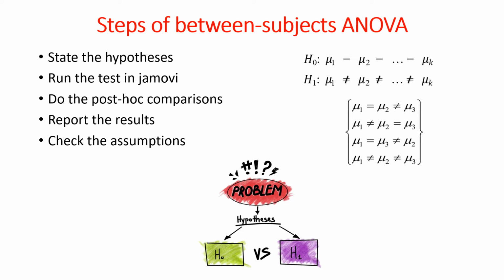The rationale behind post-hoc comparison is to find the differences in the pairs, like between group 1 and 3, group 1 and 2, and group 2 and 3. So we need to do other tests to find the differences among the groups. And then we report the results, and like the t-test, we need to check the assumptions.